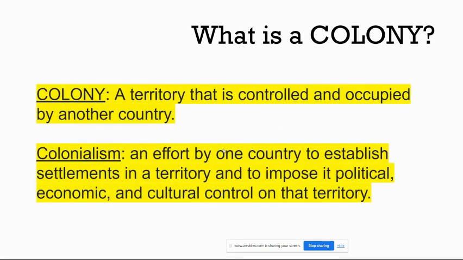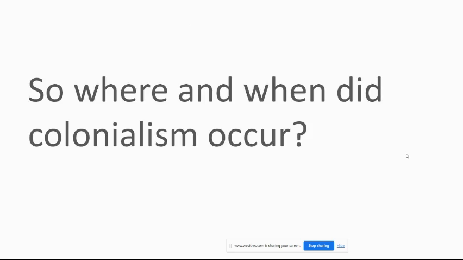So when we talk about a colony, we're going to define a couple words. A colony is a territory that's controlled or occupied by another country. And so when we use the term colonialism, we're talking about an effort by one country to establish settlements in another territory and to impose its political, economic, and cultural control. So we'll go into a little bit of history, but really from about the 1500s to the middle part of the 1900s, many portions of the world were colonies of other countries. And the goal of colonialism was multiple reasons.